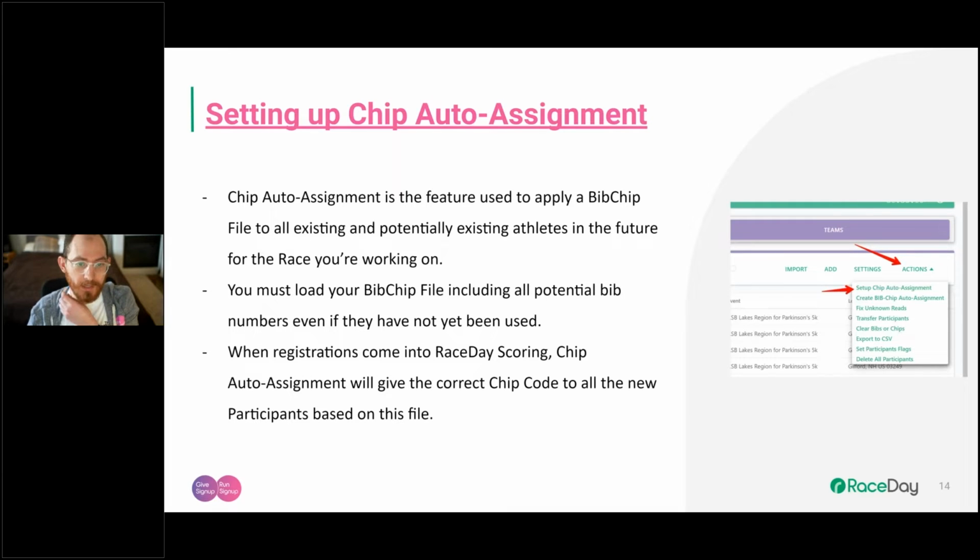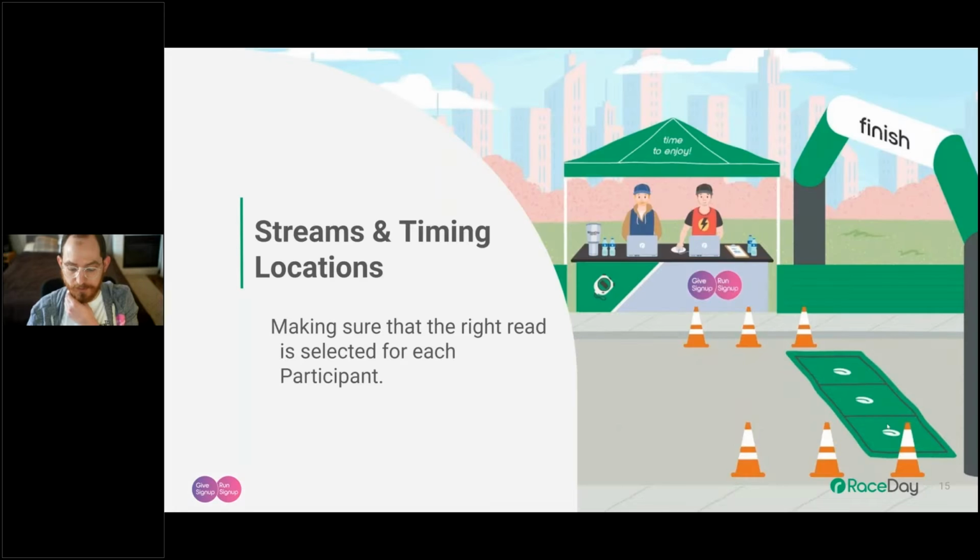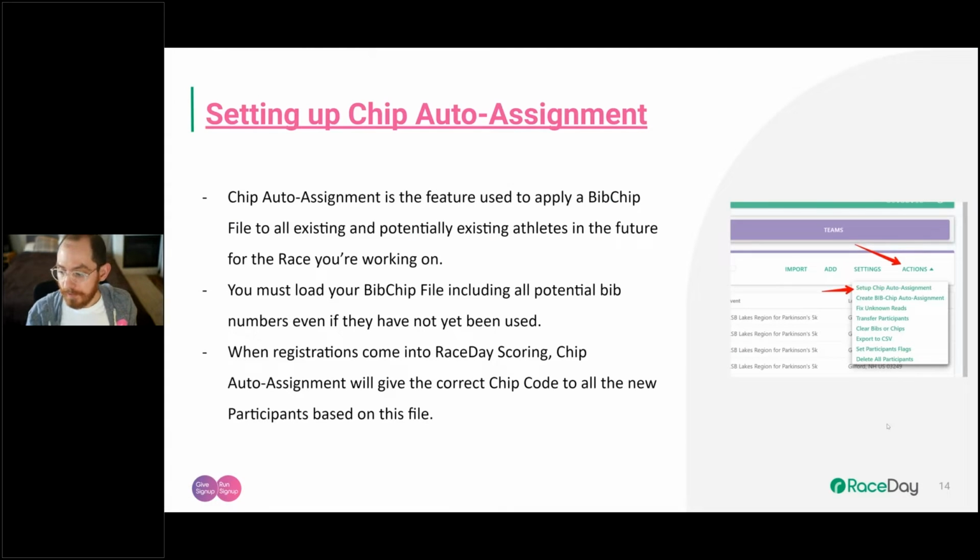So you have to make sure in RaceDay scoring that you always cover all of your bases if you're doing a bib chip assignment file. So basically, if someone comes in with a bib number that's not included in your bib chip auto assignment, then what will happen is that that participant will not get any reads associated with them because we don't know what chips go to them.